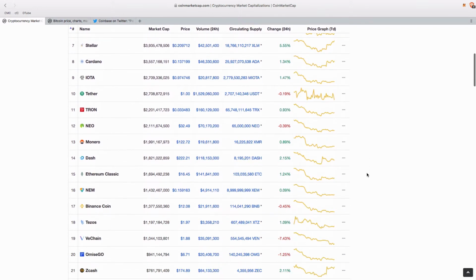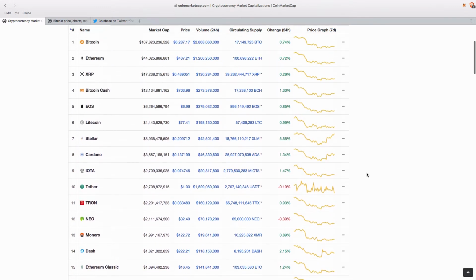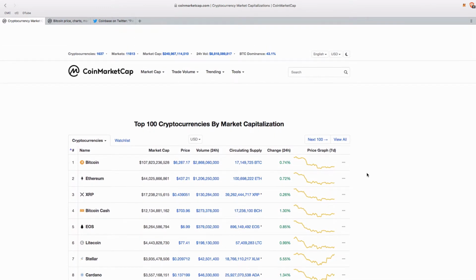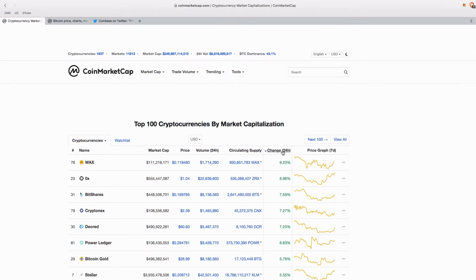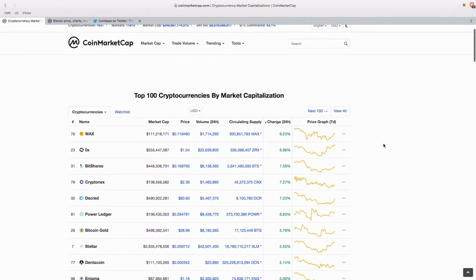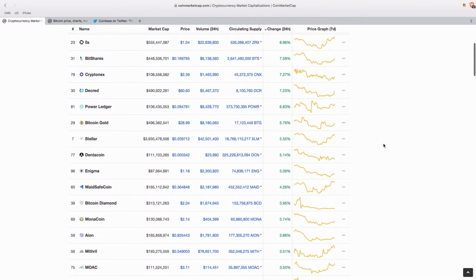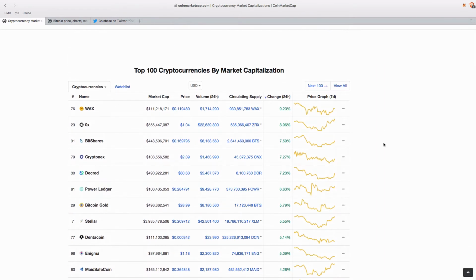Outside of that, in the top 18, we have all good gains except for a couple of projects that are down slightly. A quick look at the winners of the day. Wax token is up considerably. Not far behind, 0x, which is continuing to pump, is now above where it was the day of the announcement. And of course, Stellar has also pumped today. We're seeing some good movement out of the projects that were included in the Coinbase announcement.